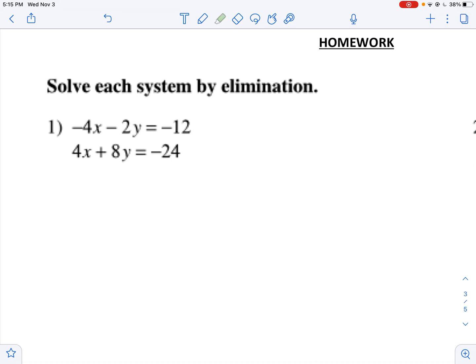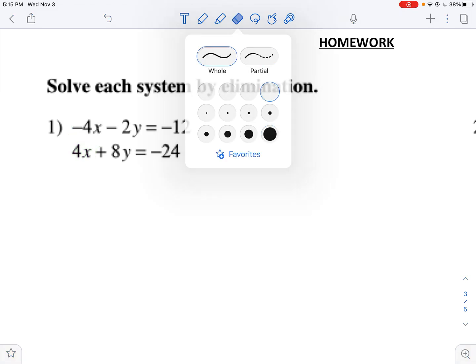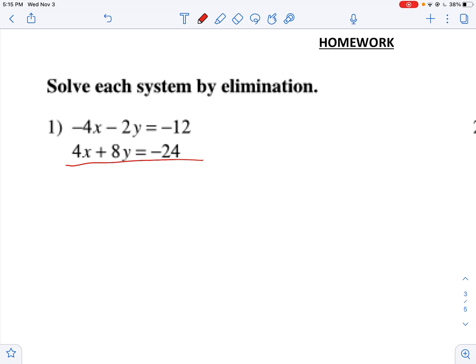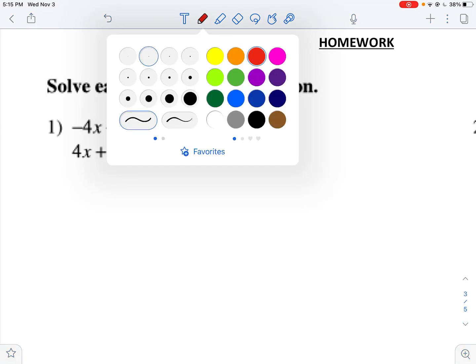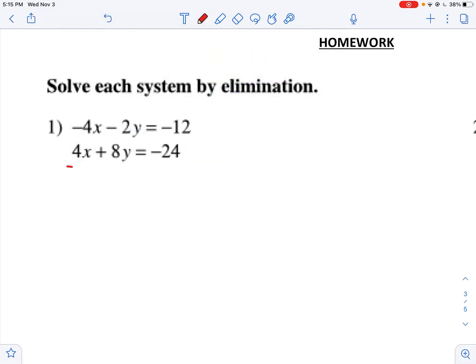So the first thing I should check is, do I have opposites? Like here, I have opposites. I have positive 4 and negative 4. And when I combine those like terms, I'm going to get 0. So 4 minus 4, I get 0, so I don't have to worry about those anymore.